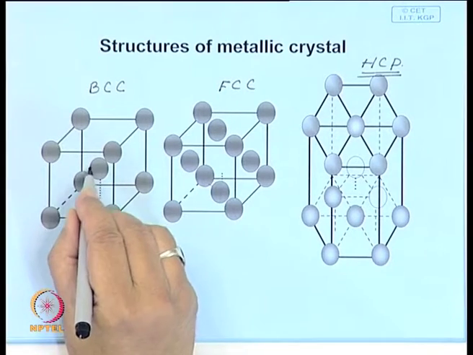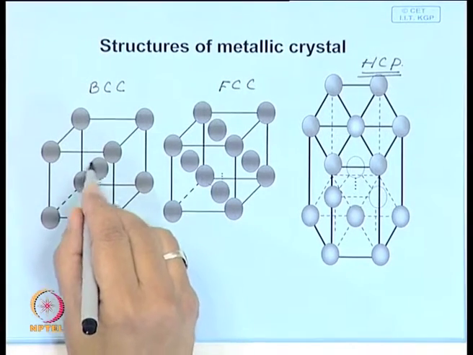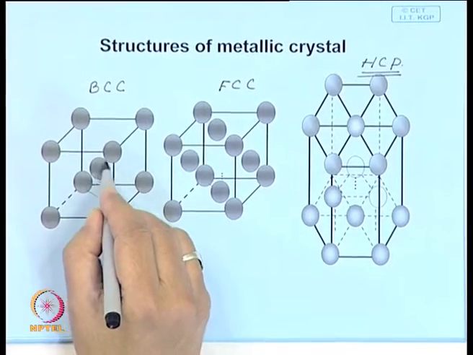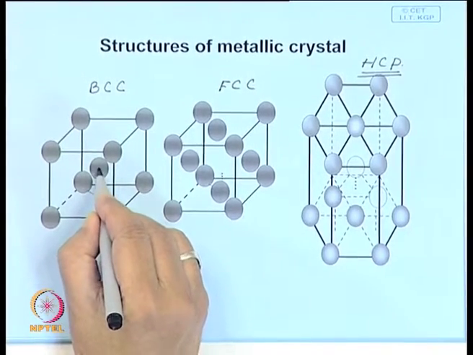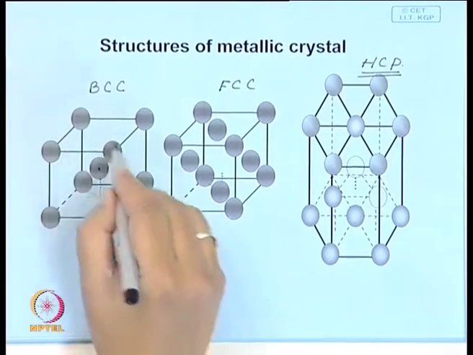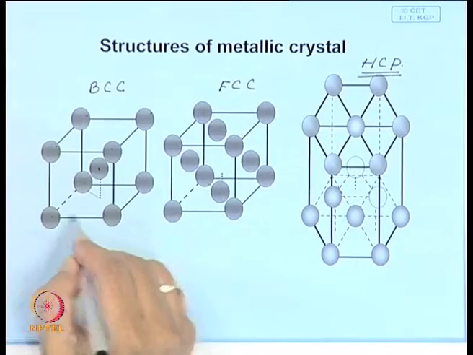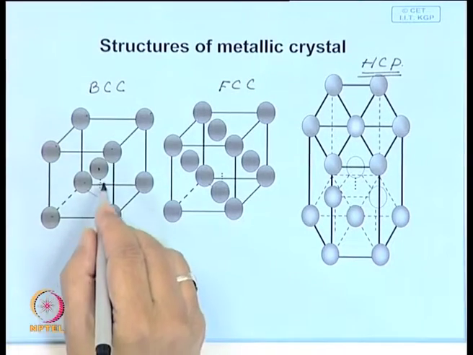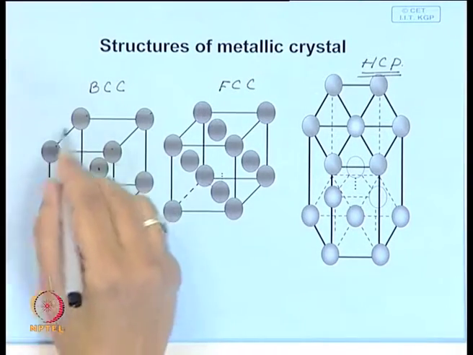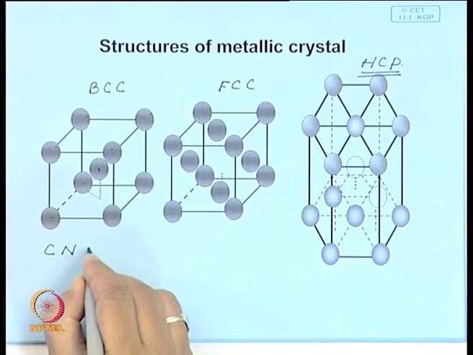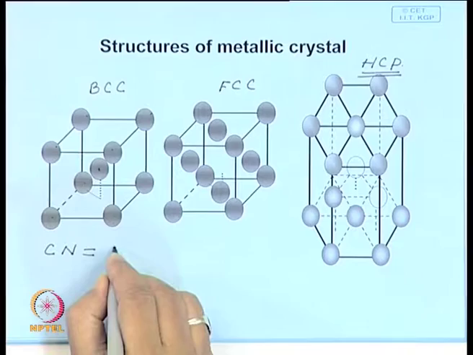Now, it will be good to look at the number of nearest neighbors, say in the case of a BCC lattice. Look at this: the number of nearest neighbors is 1, 2, 3, 4 on the top, 4 at the bottom. We call this number of nearest neighbors the coordination number, and this is 8.